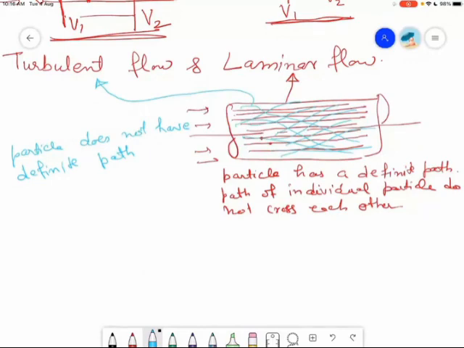Now the other name for laminar flow is streamline flow. Laminar flow is also called streamline flow. So this is another category of fluid flows. Now the third category of fluid flow is steady and unsteady flow.